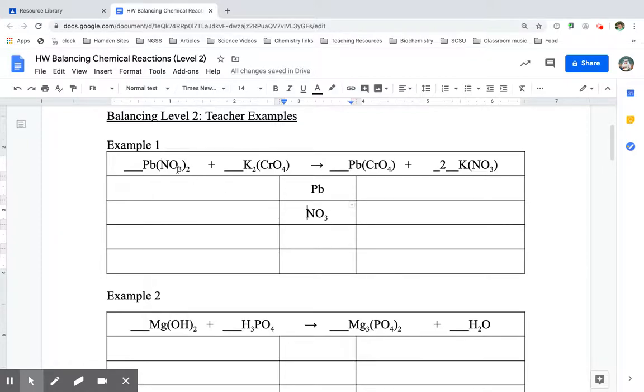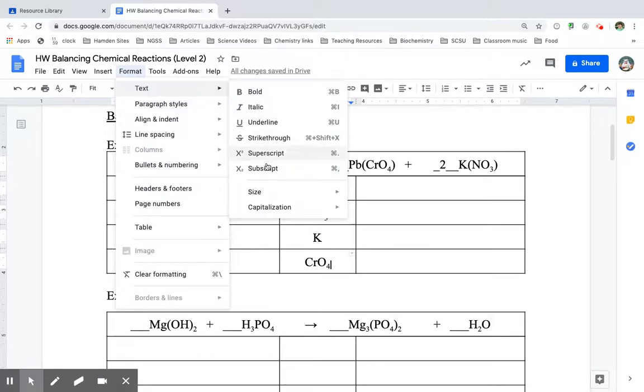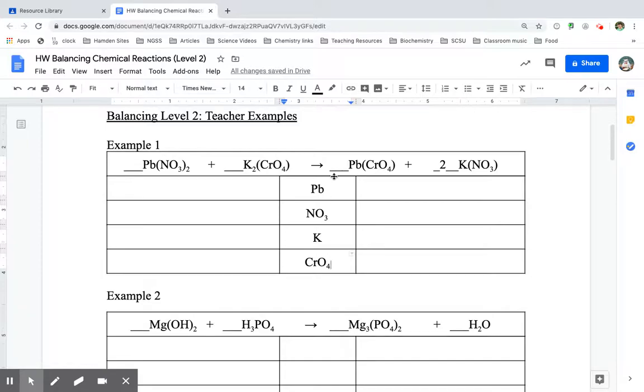It doesn't multiply 2 times 3. When we count it, it's just going to be 2. All right, over here we have K by itself. Remember that 2 is how we count it. It's not part of its name. But the other one that's there, CrO4, remember that 4 is the little one. You can find that doing format, text, subscript makes it little. Okay? All right. So let's count.